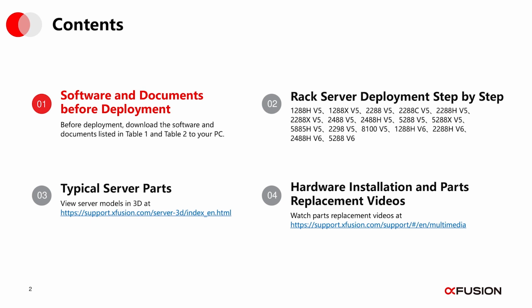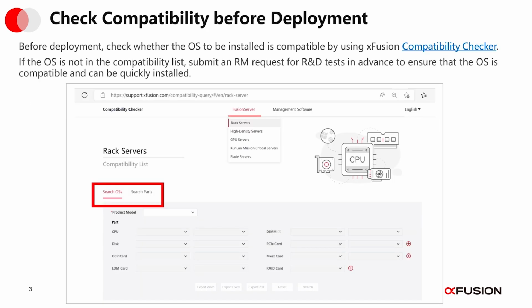So let's get started. Before performing the deployment, it is very important that we check the compatibility of the operating system and parts of servers, because the compatibility of the operating system and parts will affect the server's performance and stability, and will make it difficult to locate the fault when troubleshooting. That's why checking the compatibility of operating system and parts is so important.